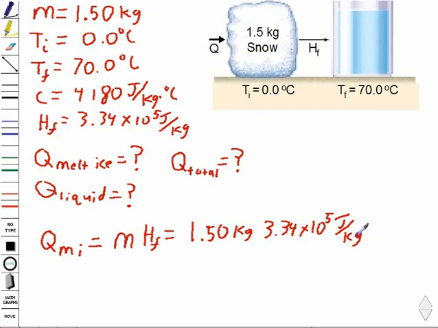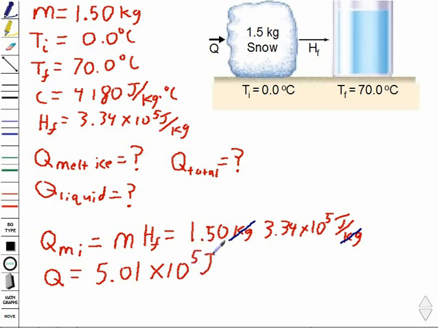So if I'm looking at this, I see that I'm looking for how much heat's required to melt this, which is a unit of energy. And I'm taking kilograms times a joule per kilogram, which means my kilograms cancel out. And I'm going to get my answer of 5.01 times 10 to the 5th joules.